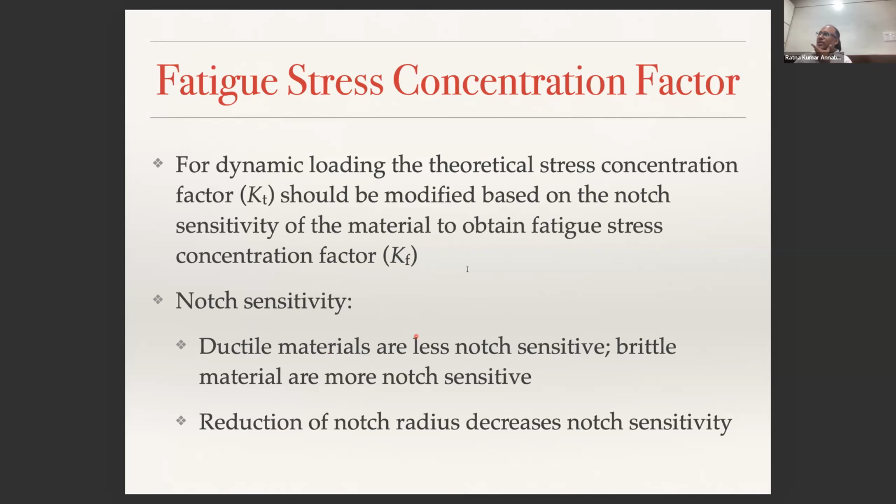We will try to understand why that happens. For a dynamic loading scenario, we need to modify the theoretical stress concentration factor based on something called the notch sensitivity of the material. What is notch sensitivity? Ductile materials are less notch sensitive, and brittle materials are more notch sensitive. That means in ductile materials, a notch is actually going to delay the fatigue failure of the material.